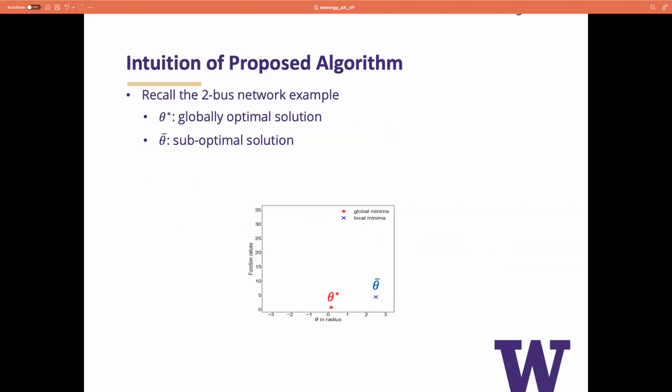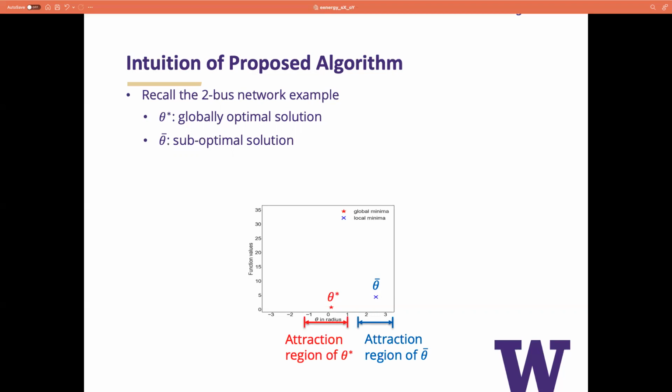Now I'm going to still use the two-bus network as an example to show some intuition about how we come up with our proposed algorithm. Recall the two-bus network example in the previous slide. There are two solutions, and we call the globally optimal solution theta star and the local solution theta bar.